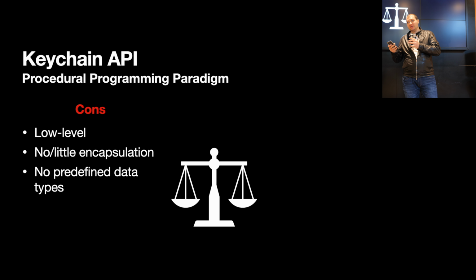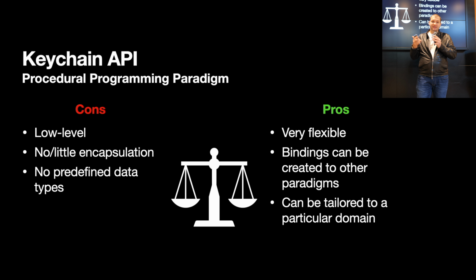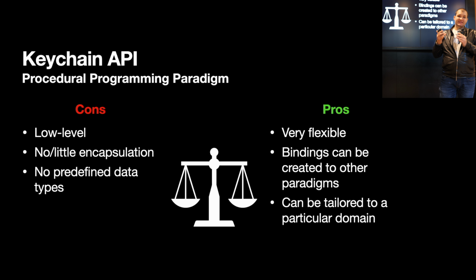But on the other hand, there are a lot of benefits to this design, even though it might sound like there are none. It's very flexible because you can use it in Swift, Objective-C, C++, any other language that you can compile on Apple ecosystem. You can actually use Keychain there. And you can create bindings to other programming paradigms, for example, to object-oriented or functional, or if you want to stay in C land, you can use the C bindings and just be done with it. And you can tailor it very specifically for a specific domain, for a specific app that you are having, so that it's doing exactly the job you want.